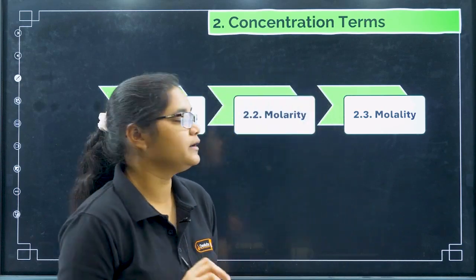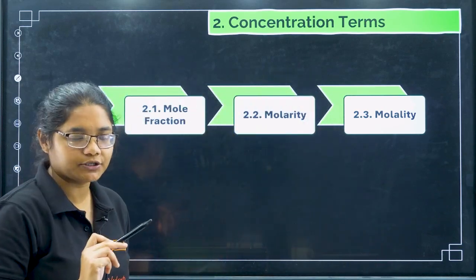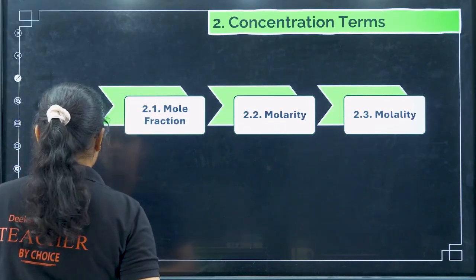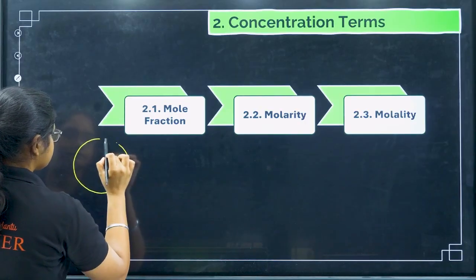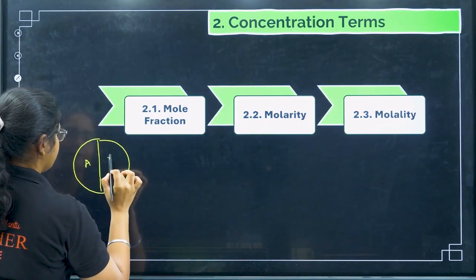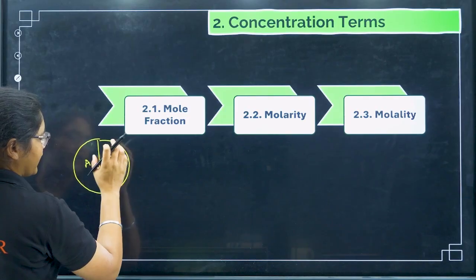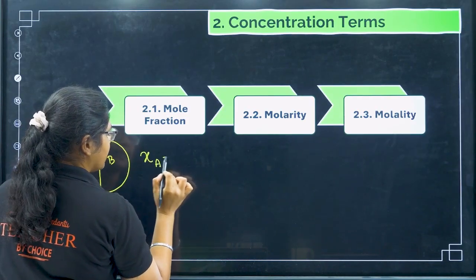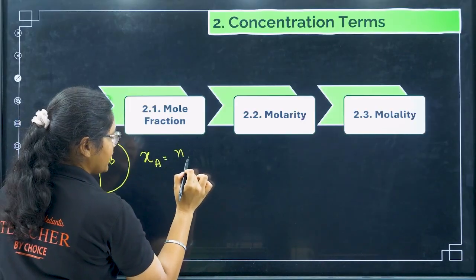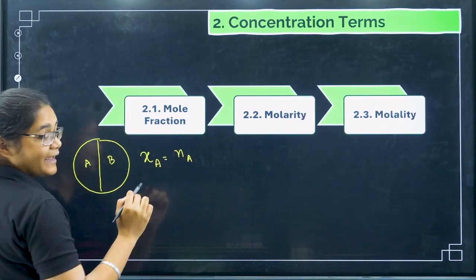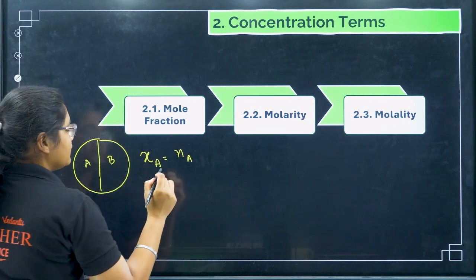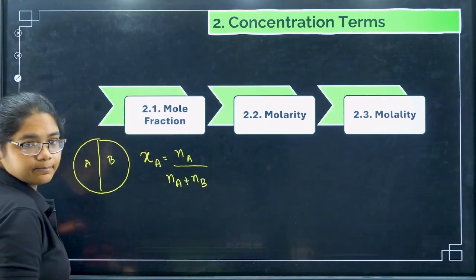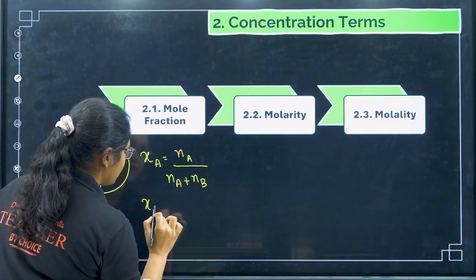Now there are three important terms in concentration. One is mole fraction, one is molarity, and one is molality. So now first let me tell you about mole fraction. So suppose I have a mixture of A and B. Okay, in this container you have some particles of A and some particles of B. So what is the mole fraction of A? Mole fraction of A will be number of moles of A. Okay, Na is what? Just write down this one. Na is number of moles of A divided by number of moles of A plus number of moles of B. Now similarly, what is mole fraction of B?